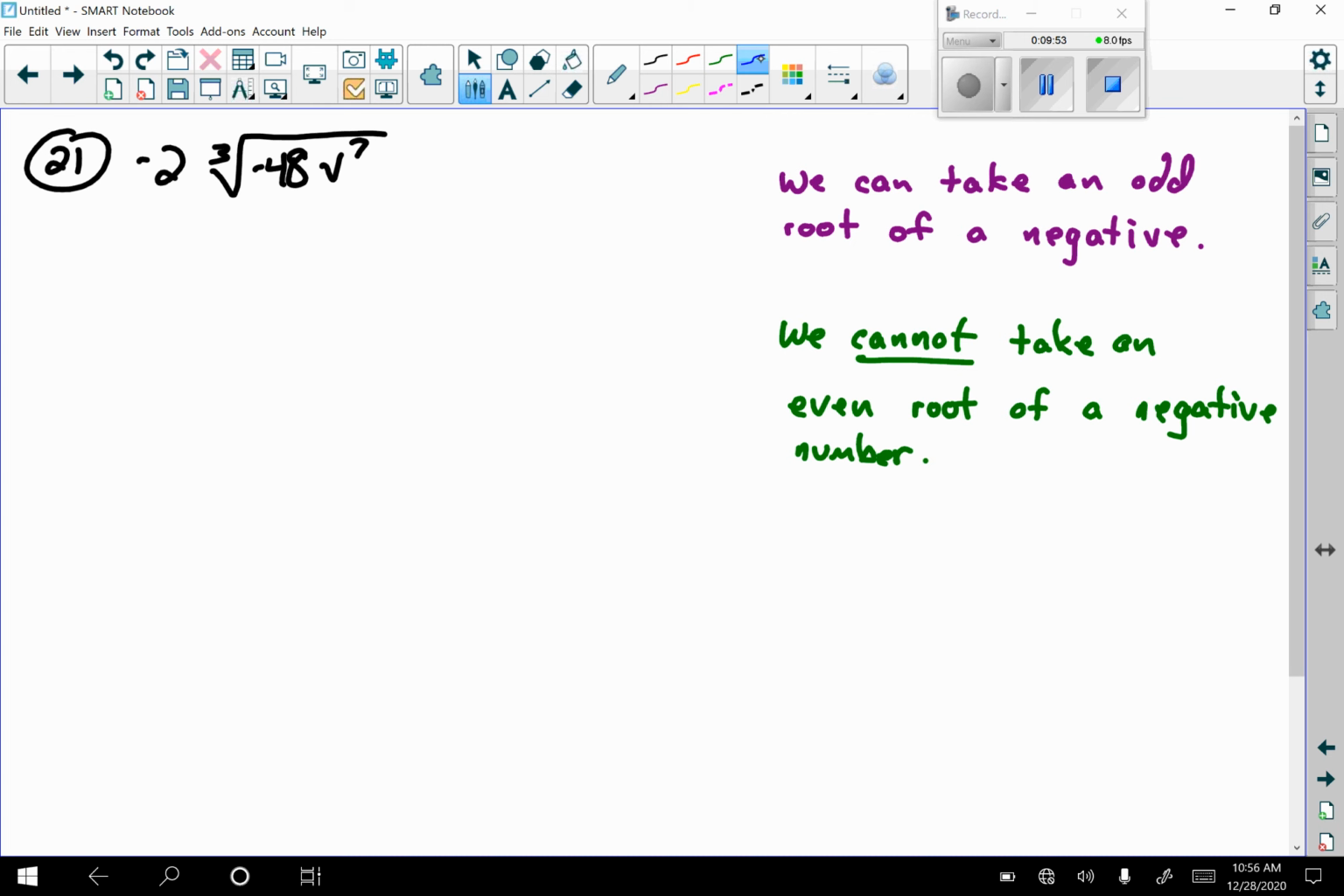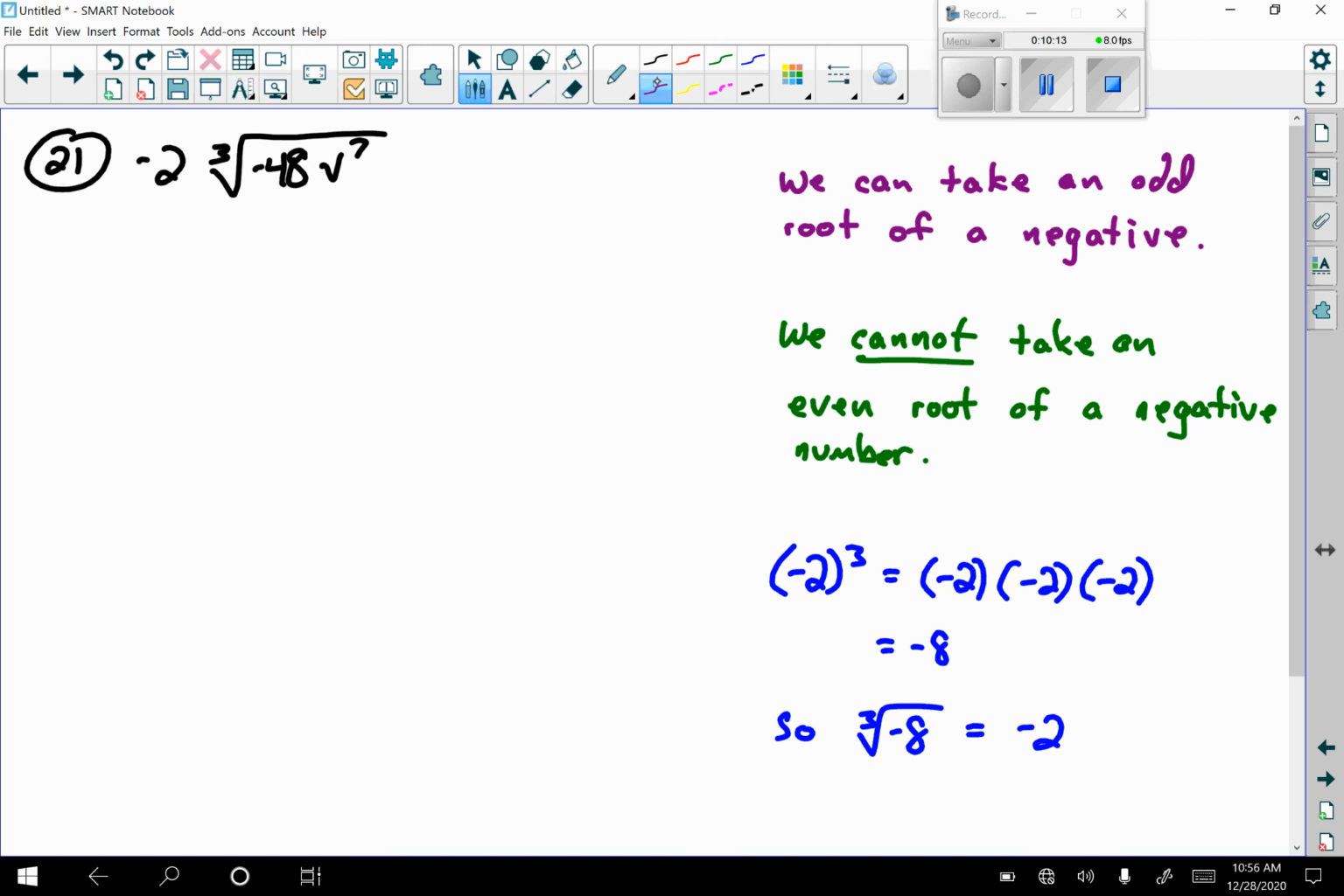And just a little side note, here's why. Because if I look at negative 2 cubed, that means negative 2 times negative 2 times negative 2. This gives us a negative 8. So that result is negative. So we would say the cubed root of negative 8 would give us a negative 2.